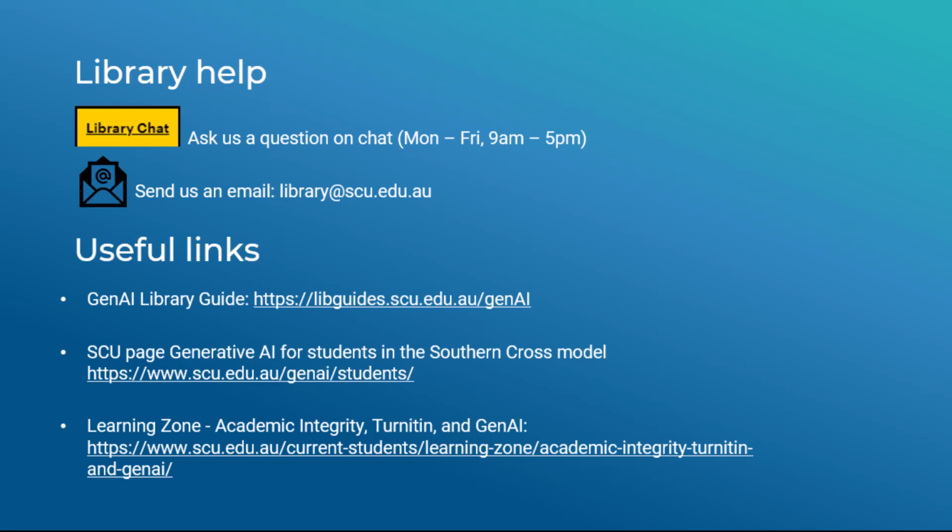We understand that there are a lot of considerations around using GenAI at uni, but there are also a lot of places to support you. Please never hesitate to contact the library on chat or email if you need help. We can always help clarify any issues over there, and we get it resolved really quickly on chat. If you want to build your learning a little bit more around GenAI, you can also access our library guide, which goes through everything we went through today and more. There's also an SCU page for students in the Southern Cross model, and the Learning Zone is where you would head to for anything academic integrity or Turnitin related.